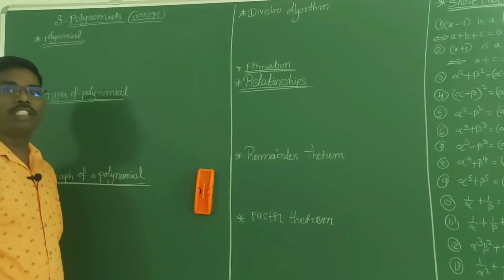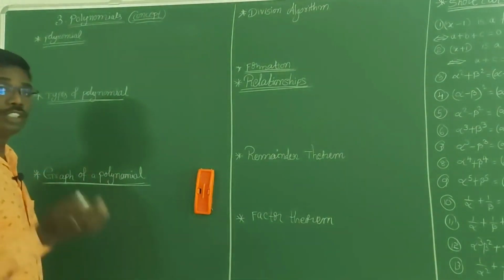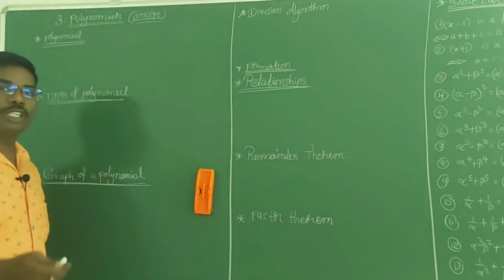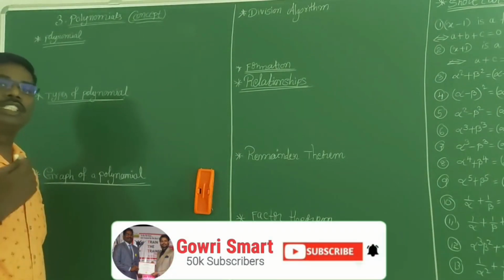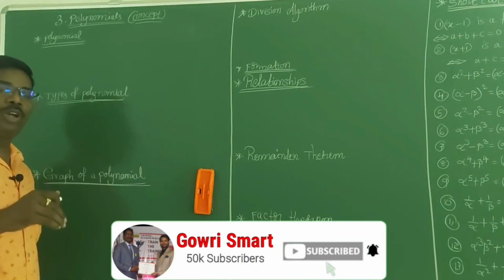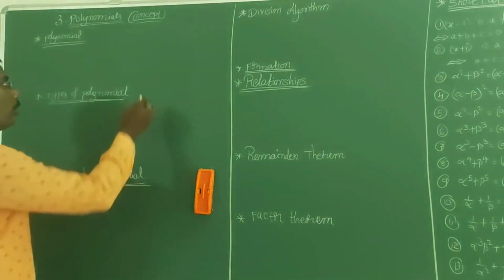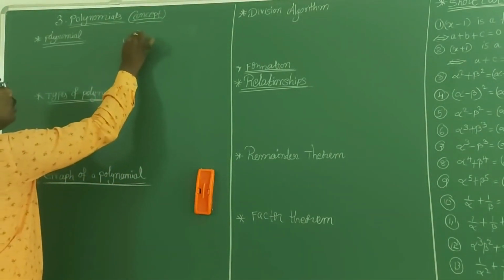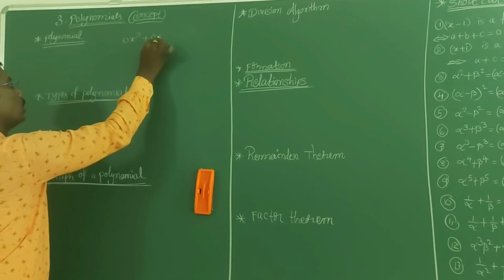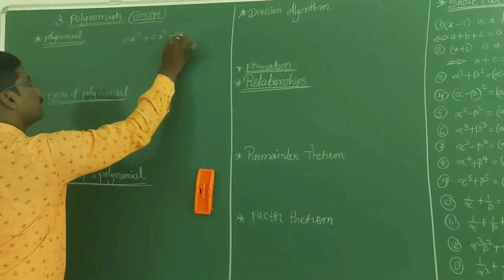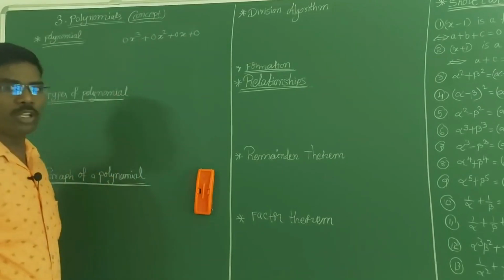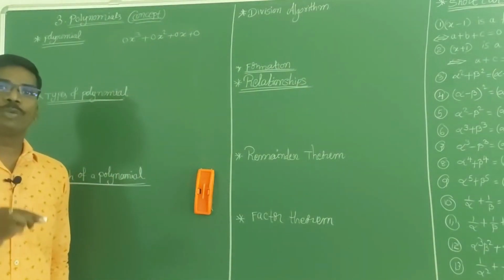Next, zero polynomial and zero of the polynomial. First we will discuss the zero polynomial. In a polynomial, if all terms are 0, that is called the zero polynomial: 0x cube, 0x square, 0x plus 0. All terms are 0, so it is a zero polynomial.